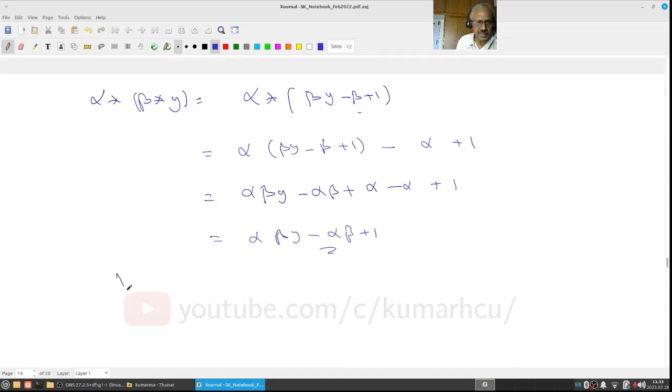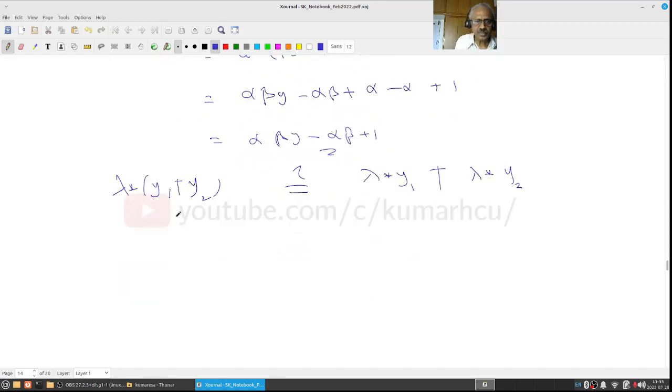Next is lambda star of y1 dagger y2, is it equal to lambda star of y1 dagger lambda star of y2? Make sure you understand the scalar multiplication here is this and vector addition is this. So what is this by definition? That is lambda star of, what is y1 dagger y2? That must be a real number. What is that real number? We know that, that is y1 plus y2 minus 1. Please pay attention, don't get confused. That's why I asked you to go through the earlier two examples, the first two examples where the binary operation is defined. You should do it carefully.